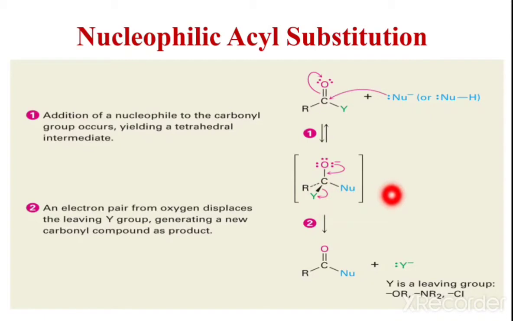Now in the next step, this is the tetrahedral intermediate. In the second step, the electron pair from the oxygen displaces the leaving group, that means departure of this leaving group, generating a new carbonyl compound as a product. Here O minus is delocalized, and there is departure of this good leaving group, and we get a new carbonyl compound as the product. Here Y is a leaving group, it may be OR, NR2 or Cl minus.